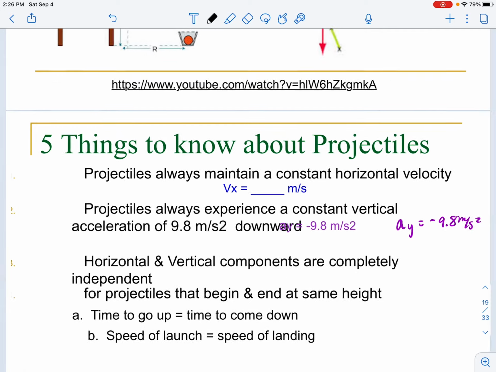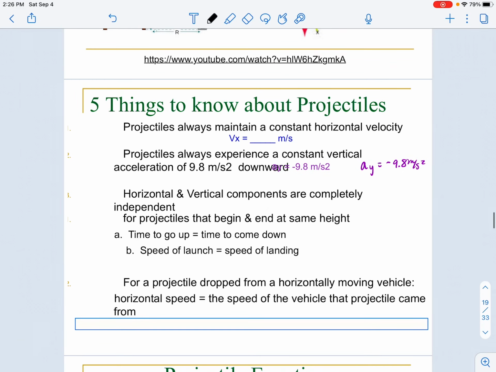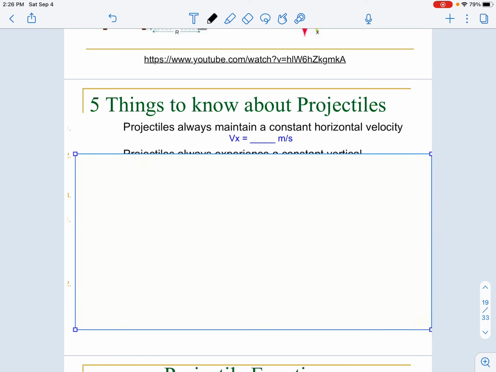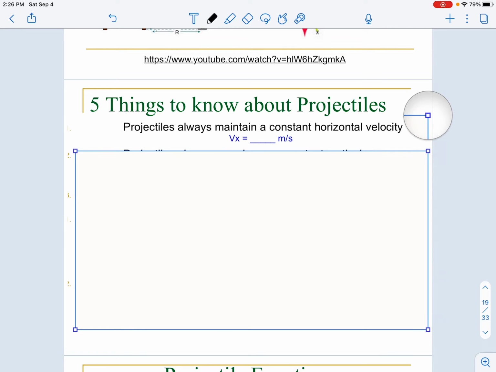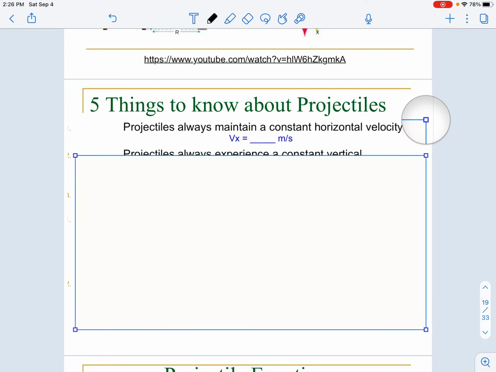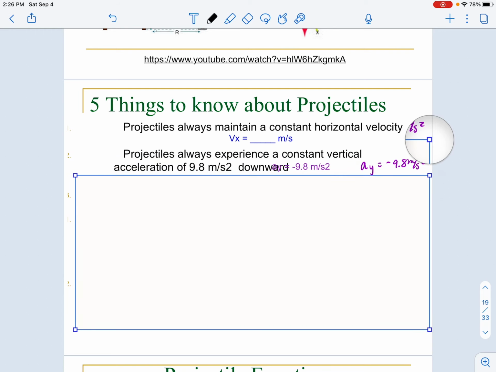All right, here are just some statements about projectiles, and I'm going to just kind of move this so we can focus on one at a time. So it says here, projectiles always maintain a constant horizontal velocity. So I put V in the X direction, which would be one way to notate horizontal velocity. And I put a blank in front of my meters per second because I don't know what that number is, but it has to be some number. It can't be 0, but it could be any other number. Okay, so we have to have a velocity horizontally. And then that velocity is constant.